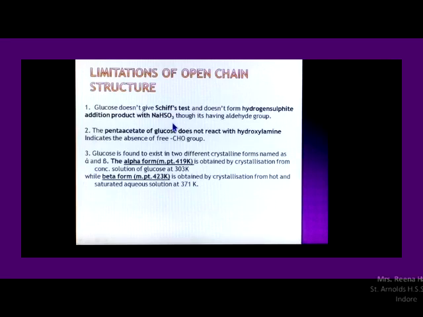We have found that it has a CHO group which reduces Tollens reagent as well as Fehling solution, but this Schiff's test is not successful. The second limitation arises in the form that the pentaacetate of glucose doesn't react with hydroxylamine. This indicates the absence of a free CHO group. Further, one more limitation was that glucose is found to exist in two different crystalline forms, that is alpha and beta form. The alpha form has a melting point of 419 Kelvin, whereas beta has a melting point of 423 Kelvin.